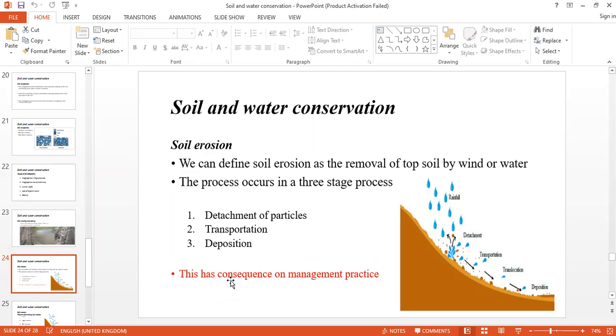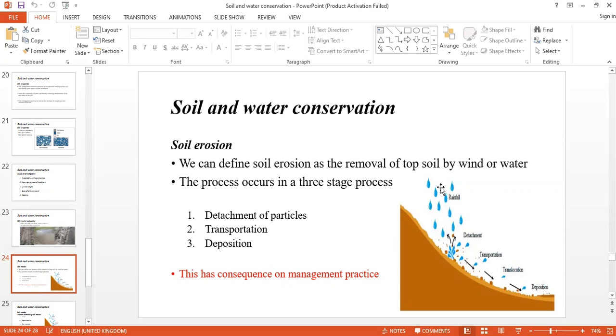So the last form of degradation that we're going to look at is soil erosion. This is simply the removal of topsoil by wind or water. But for example, here in Zambia, most of the erosion is as a consequence of water movement, and it's usually accomplished in three stages, where you have first the detachment of particles.